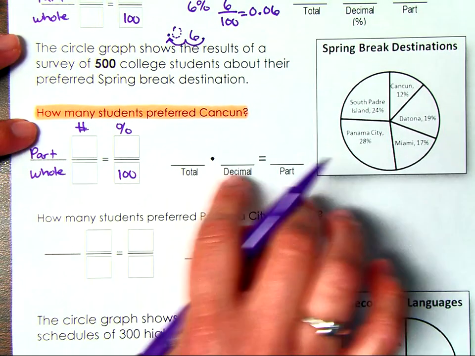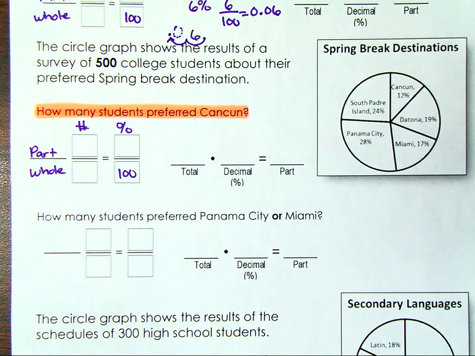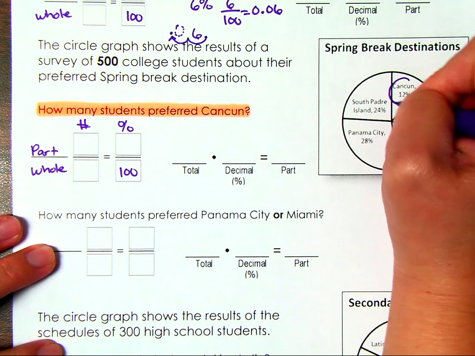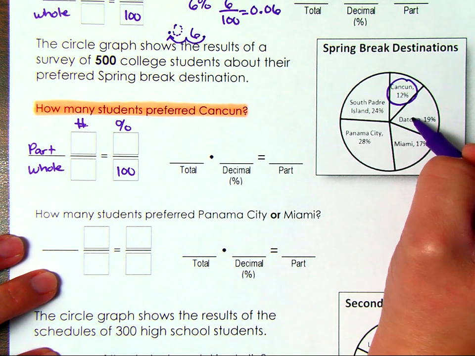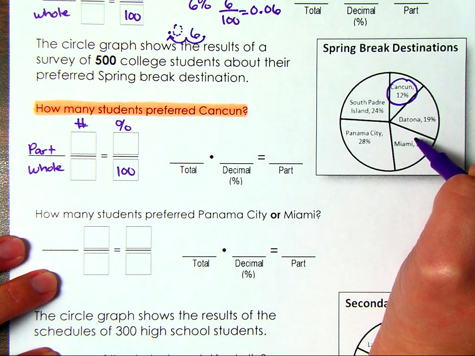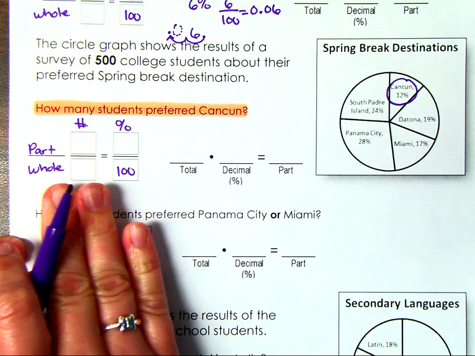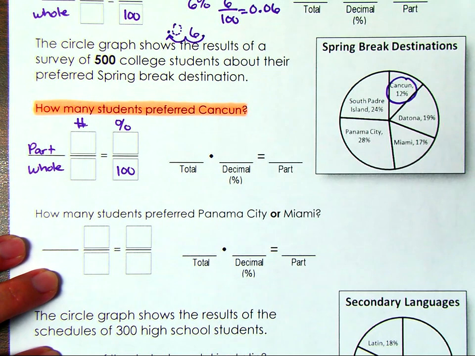I'm going to show you both ways in order for you to work on the way that works best for you. It says the circle graph shows the result of a survey of 500 college students about their preferred spring break destination. How many students preferred Cancun? If they're asking about Cancun, that's the only piece of that circle graph that I want to know. So 12% means 12 out of 100. But there weren't 100 people surveyed, there were 500. Let me show you with the way that we know first, then I'll show you that it works out with this little sentence stem.